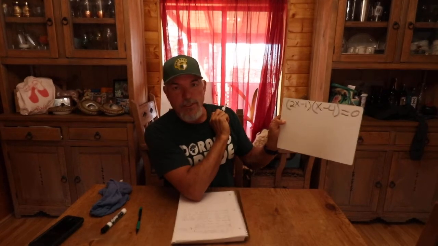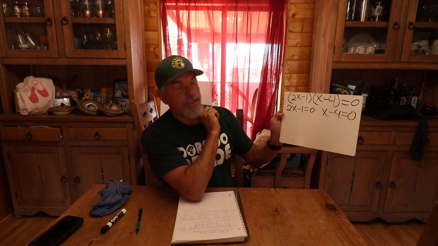The next one's a little bit more complicated, but still, you don't have to factor it. That part is already done for you on today's problems. 2x minus 1 times x minus 4 set equal to 0. Those are 2 equations. We break them apart. The first one, 2x minus 1 equals 0. The second one, x minus 4 equals 0, and then we solve them and we're finished.